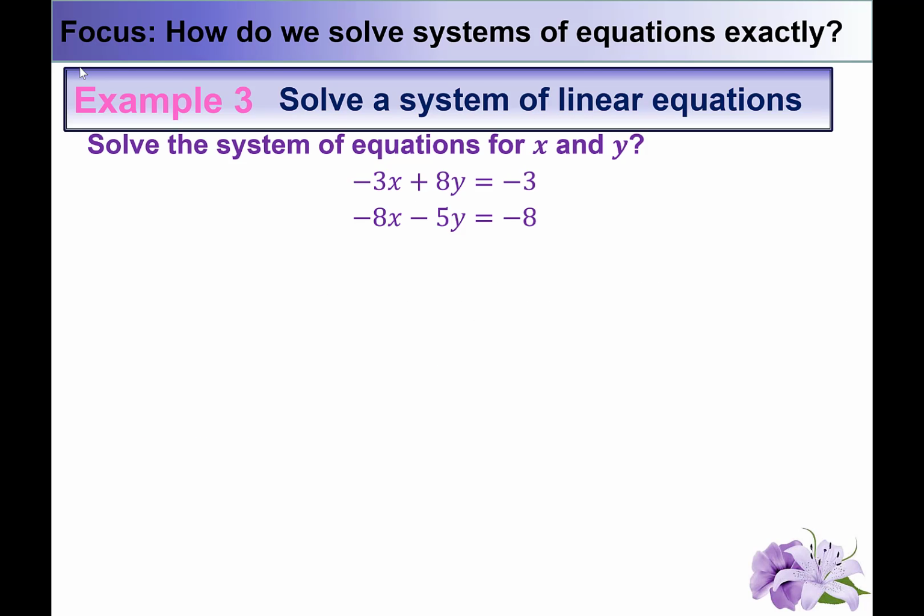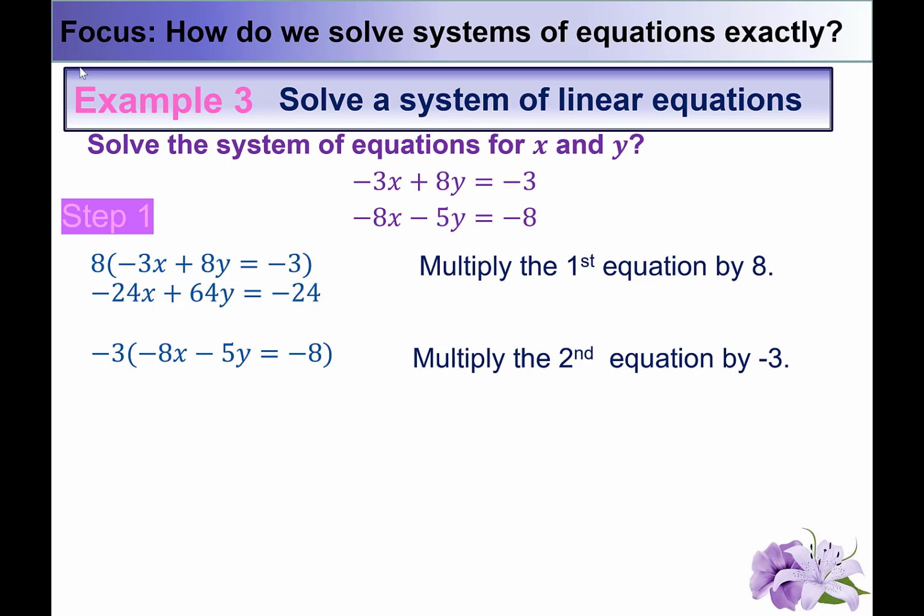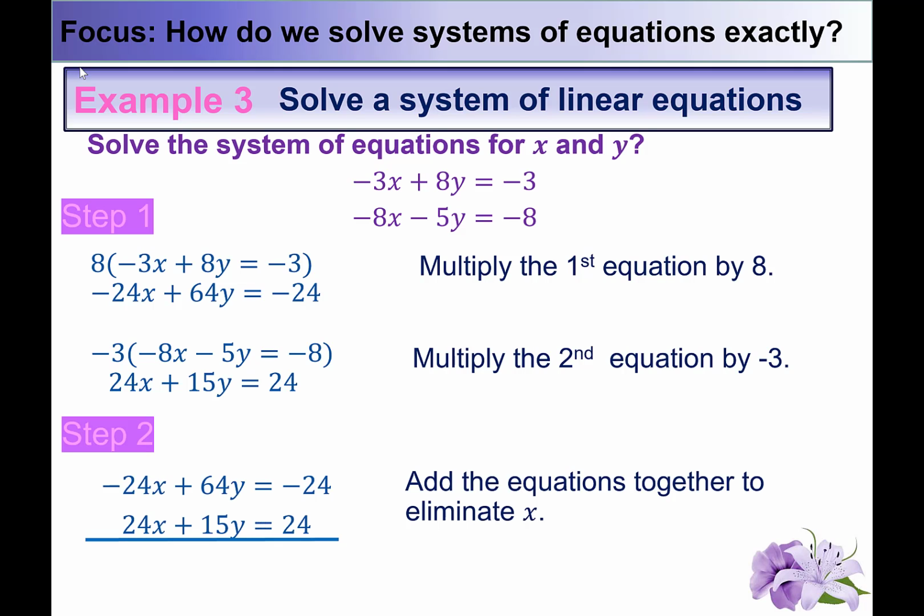In our third example, I'm going to multiply the first equation by a positive 8. And then I need to multiply the second equation by -3 so that the coefficients of our x terms are additive inverses of each other. When we add the equations together, we're eliminating the x terms so we can solve for y. Here we get y equals 0.